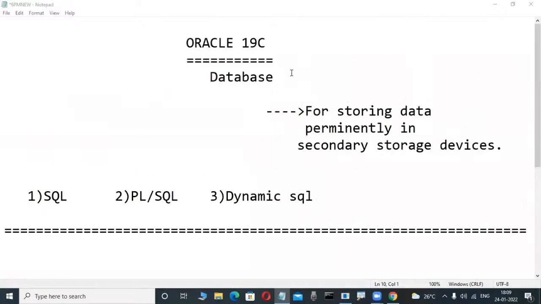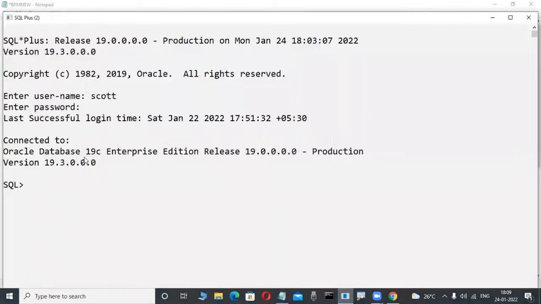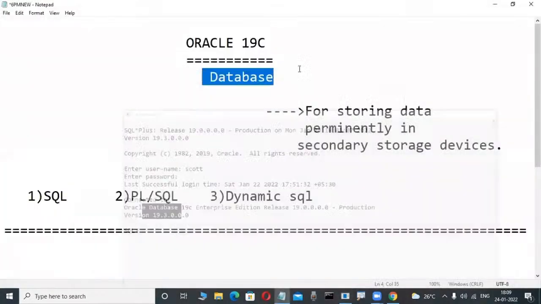Concentrate here. What I am telling: anybody who did not attend the previous classes, don't be afraid, don't worry. Simple. Oracle is a product from Oracle Corporation. 19c is a version. Don't worry. This Oracle is a database product. Okay, fine. This is a database product only. Previous class notes, just for the idea.